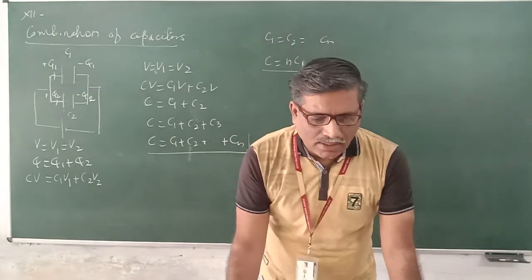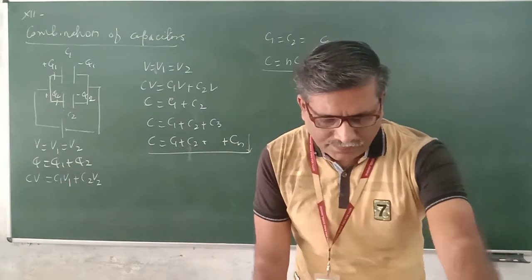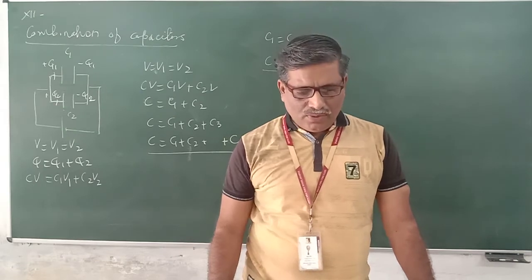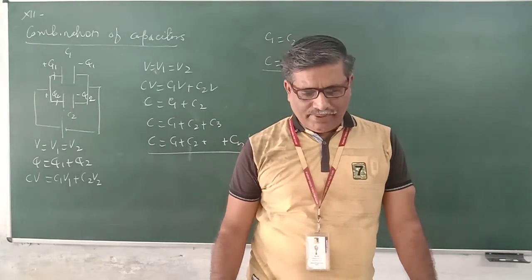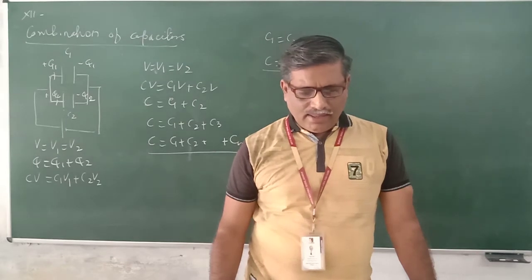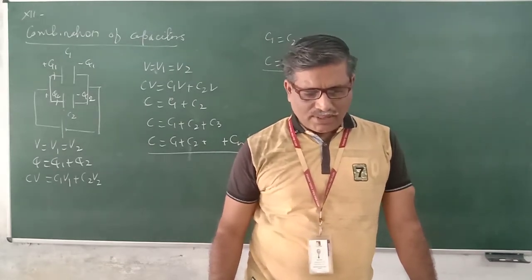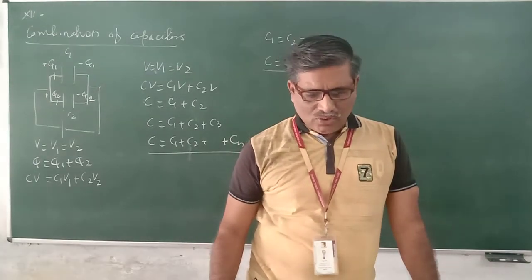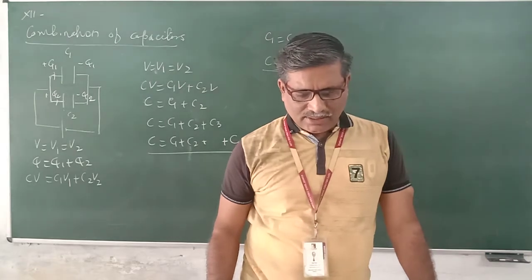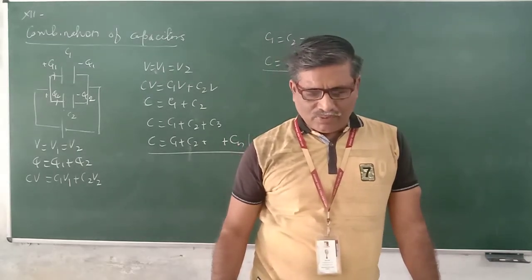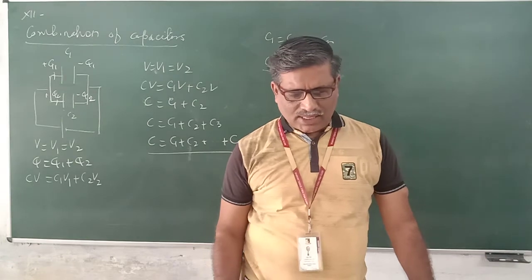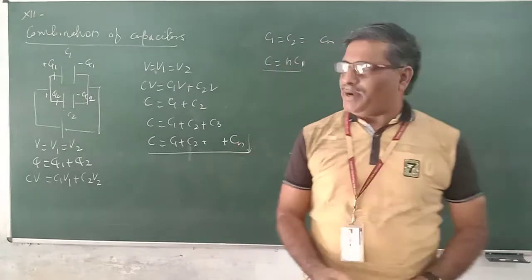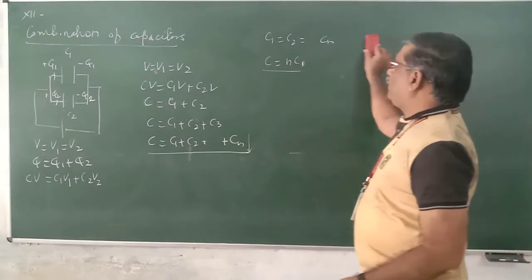A network of four 10 microfarad capacitors is connected to a 500-volt supply as shown in the figure. Determine A, the equivalent capacitance of the network, and B, the charge on each capacitor. Note, the charge on a capacitor is the charge on the plate with the higher potential, equal and opposite to the charge on the plate with the lower potential. Now here the figure is given. Solve problem 2.9 from the book.